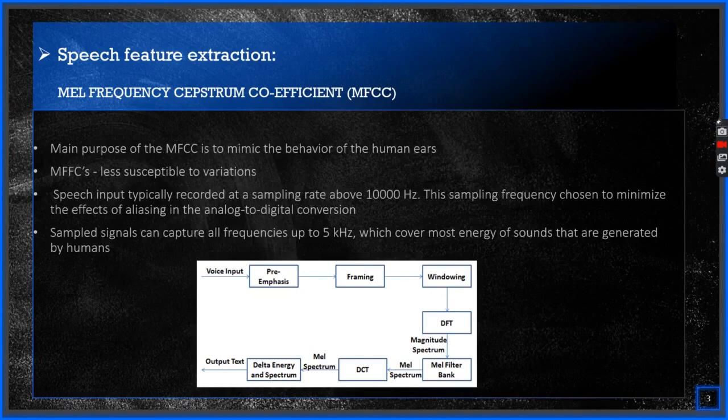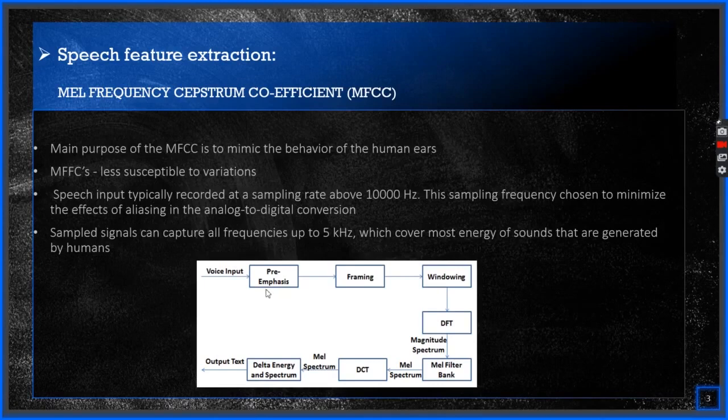Feature extraction: Mel frequency cepstral coefficients, MFCC. The main purpose of MFCC is to mimic the behavior of human ears. We choose MFCC because it is less susceptible to variations. Speech input is typically recorded at a sampling rate above 10,000 Hz. The sampling rate is chosen to minimize the aliasing effects during the conversion of analog to digital. The sampled signal can capture all frequencies up to 5 kHz, which mostly covers the sounds generated by humans.